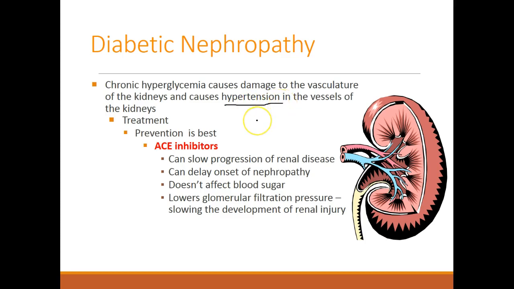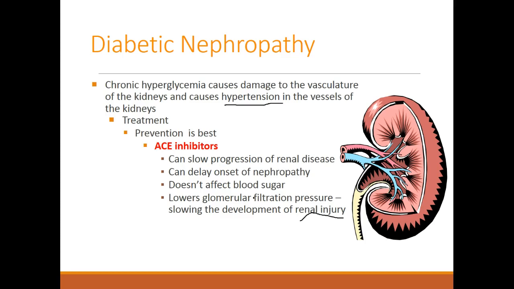And sometimes, I'm not sure if you've heard it yet while you're in school, the term renal hypertension. So high glucose levels can cause this hypertension in the vessels. So the hypertension in the vessels will ultimately cause damage. So the way to combat this is through prevention. And so that's through the use of ACE inhibitors. It lowers the glomerular filtration pressure, which slows the development of renal injury here.